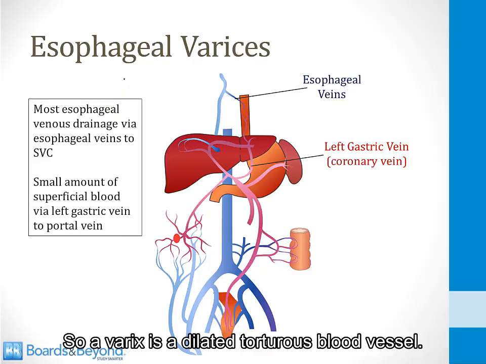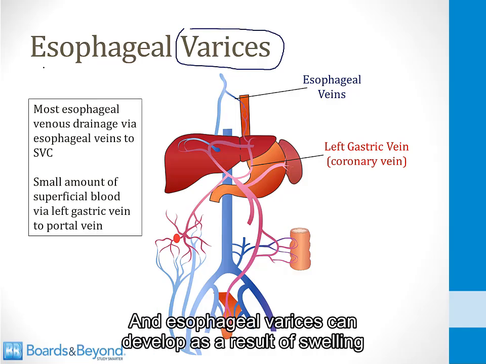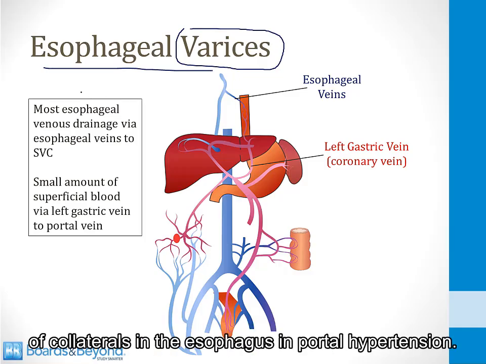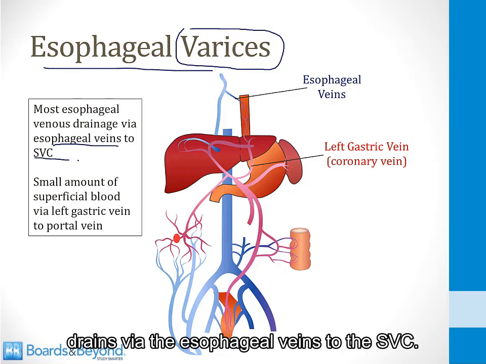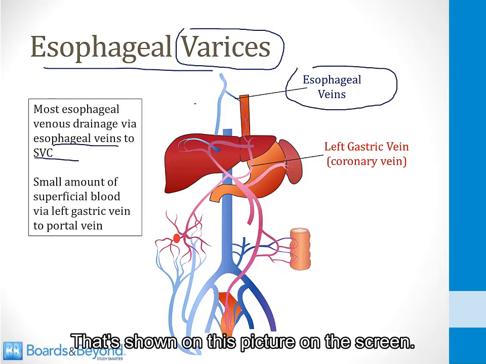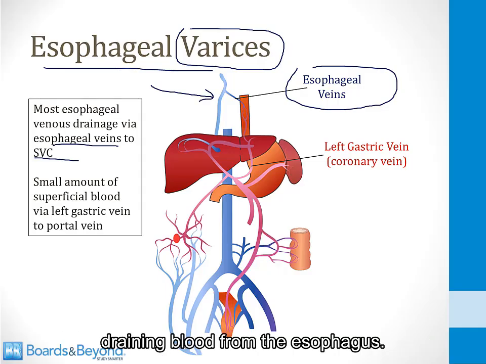So a varix is a dilated tortuous blood vessel. Varices, therefore, are multiple dilated tortuous blood vessels, and esophageal varices can develop as a result of swelling of collaterals in the esophagus and portal hypertension. Recall that most blood from the esophagus drains via the esophageal veins to the SVC. That's shown on this picture on the screen. This blue structure here is the esophageal vein draining blood from the esophagus.